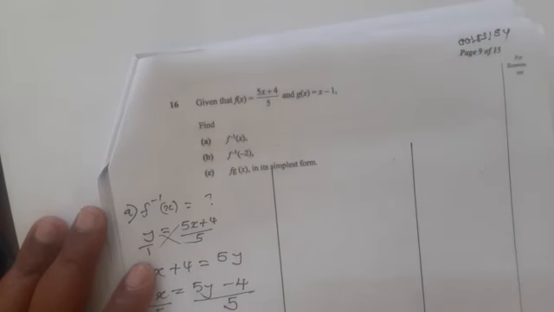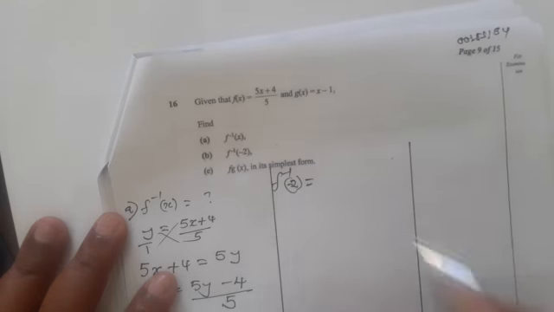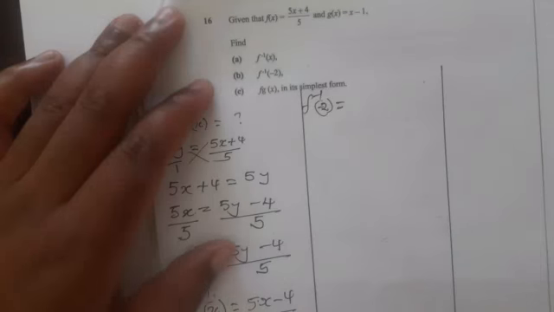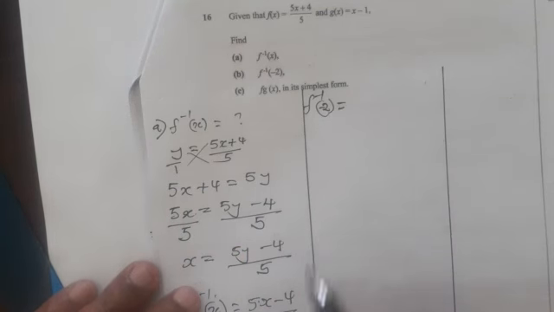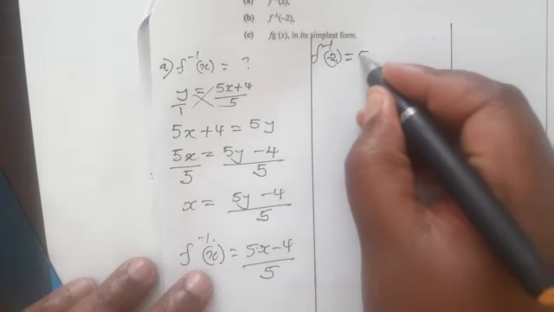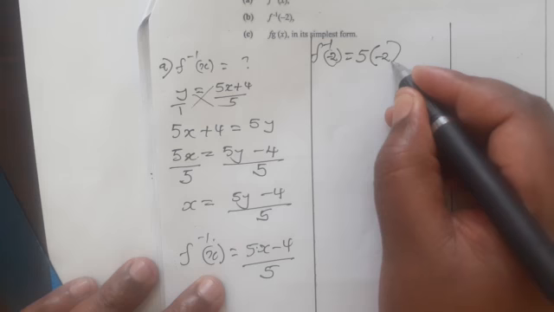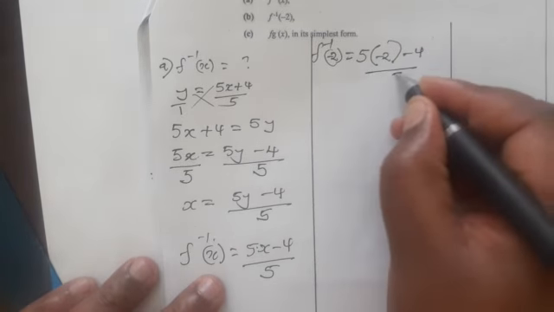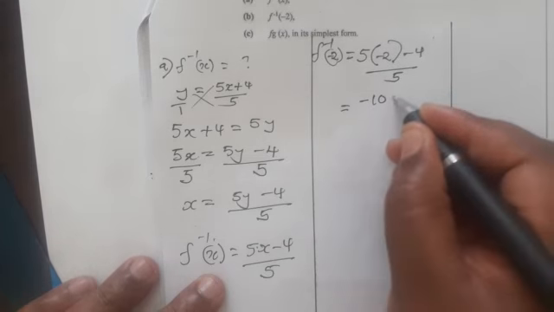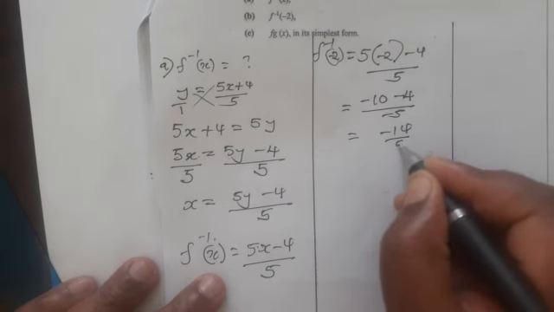We go to B. We want to find the inverse of f acting on negative 2. So we already have the expression for the inverse. The only thing we need to do is, where there is x here, we put negative 2. So we say 5, open bracket, instead of x we put negative 2, then minus 4, over 5. Don't make the mistake of dividing, it's not correct. When you multiply, you have negative 10 minus 4, divided by 5. This will produce negative 14 over 5.